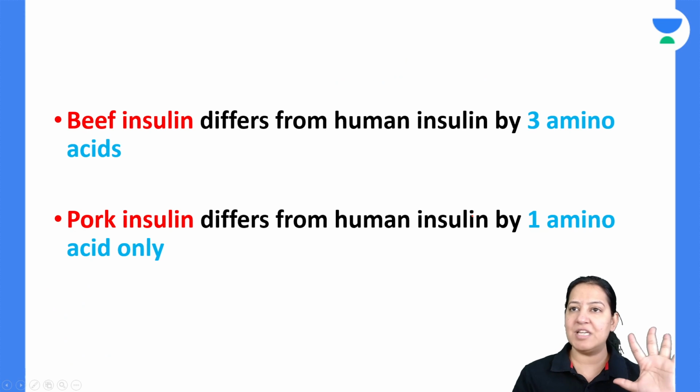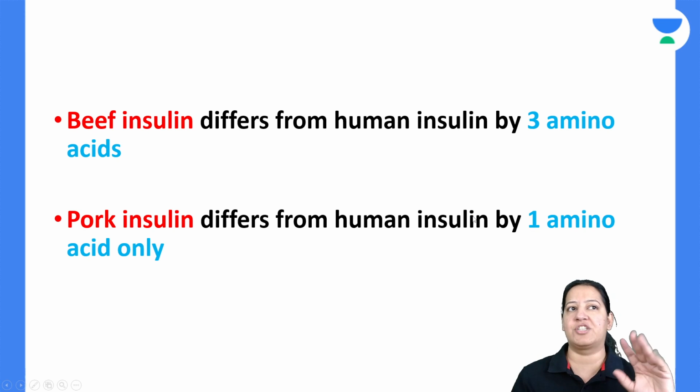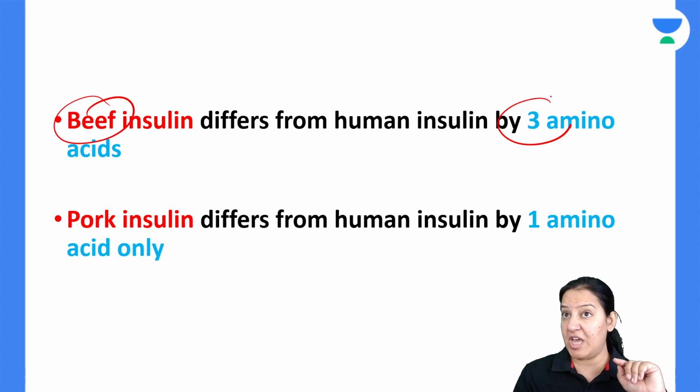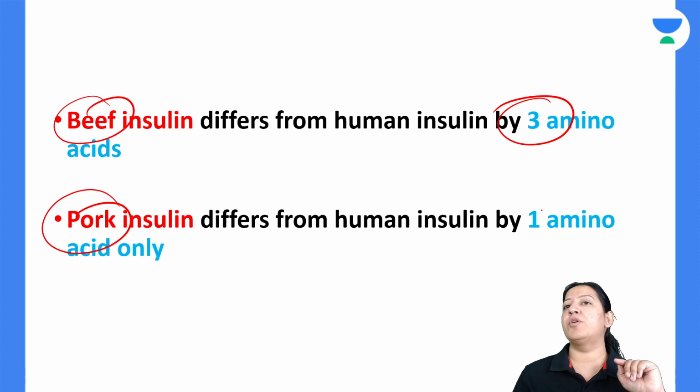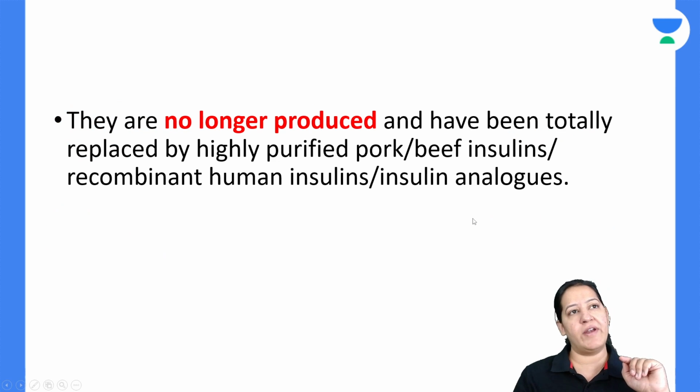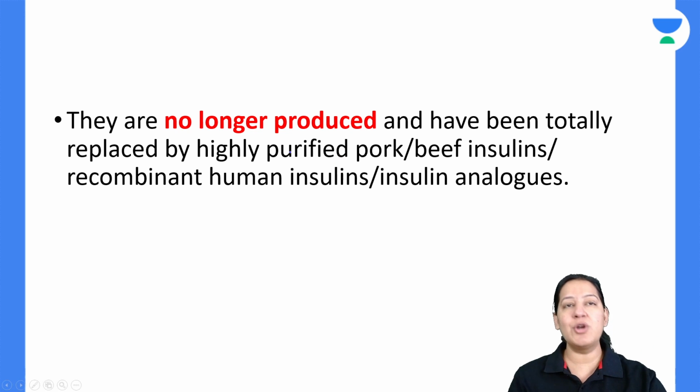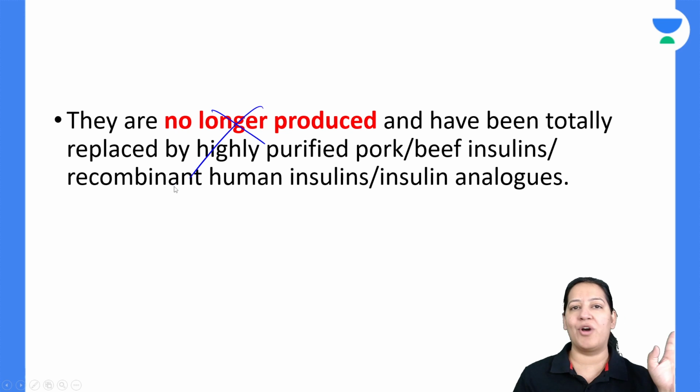So you have to learn this table. We have already discussed this table in the last lecture. Beef differs from human by 3 amino acids and pork differs from human by 1 amino acid. But these insulins are no longer produced. They are no longer used because they are highly antigenic and highly allergic, and now better forms are available.